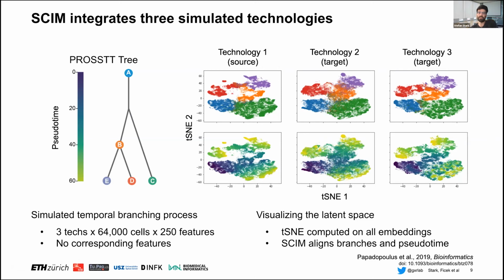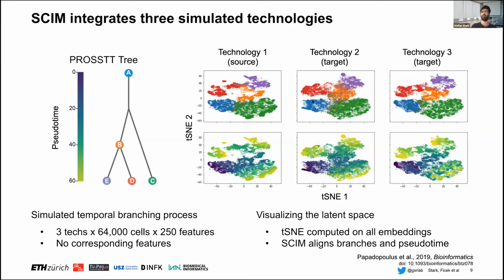We visualize this space by computing t-SNE projections on the joint set of embeddings. So each column here shows the embeddings from a single technology, and these rows are colored by the branch label and the pseudotime. And it can be seen that the structure is reflecting the structure defined by the tree, and it's aligned across all 3 technologies.